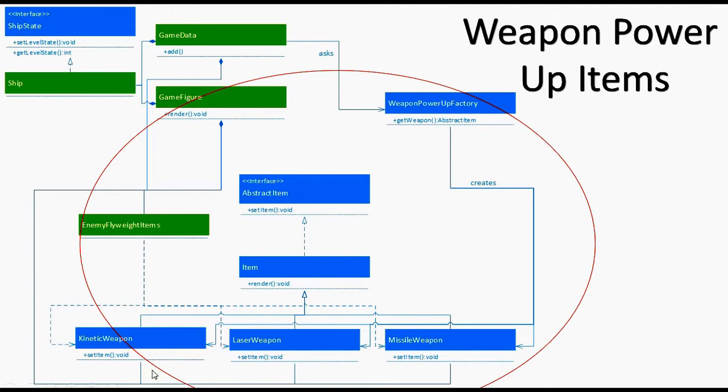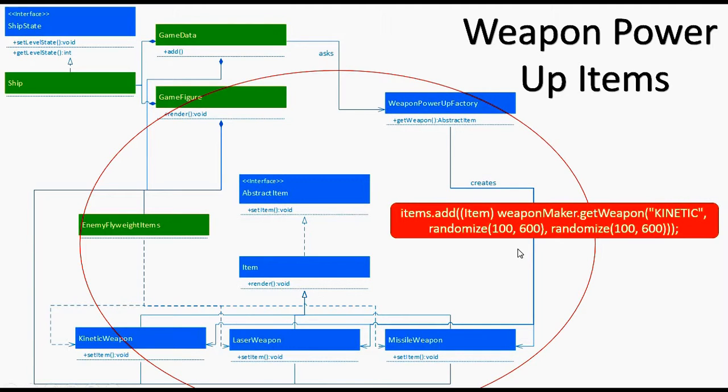These items, once they are created, are stored in game data, and the pictures are rendered in game figure. One thing I did add from this first sprint, though, was to use Ryan's enemy flyweight items class to actually store the images. This was to reduce the stress on the system.